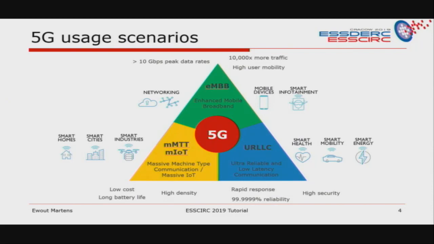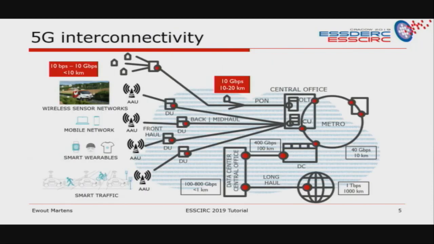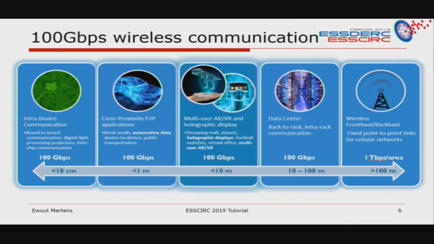But then the price we are willing to pay may be in higher cost, for example. If you look at how a 5G system typically looks, on the left side there are the different use scenarios. There are the wireless sensor networks, the smart wearables, smart traffic, etc. They generate all the data, which is captured by active antenna units. That then goes into the cloud, where it's further processed all the way down to the data centers.